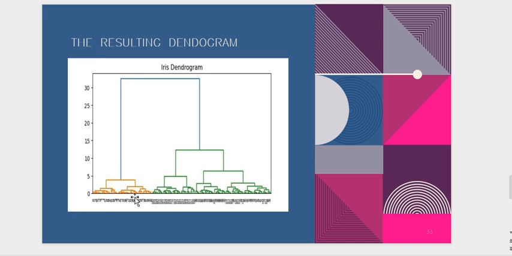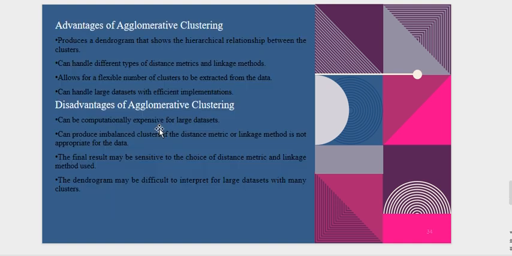This is the resulting dendrogram. These are called the wards. So we use the ward method here for the representation of the dendrogram.